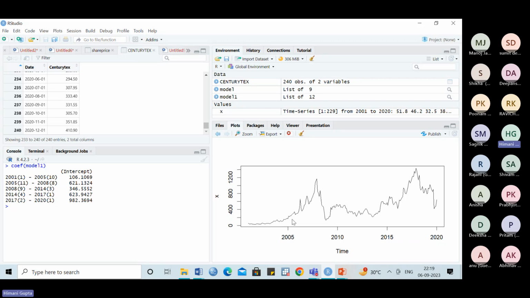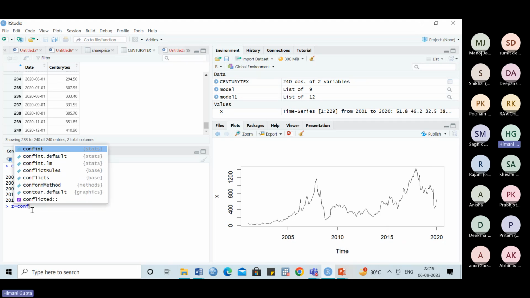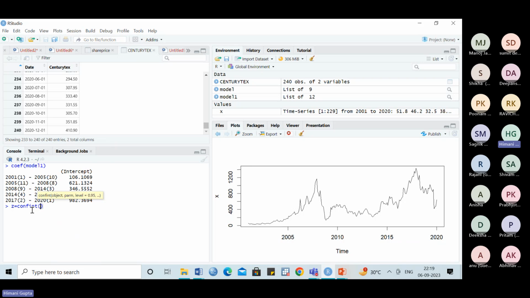Okay, now how to show the structural break in the diagram. The diagram will show me whether the break should be here, here, here, here. So now we are going to learn how to plot this structural break into the diagram. So I'm going to plot the structural break. Now let's plot it. Let me give the name Z equals confint of model 1.